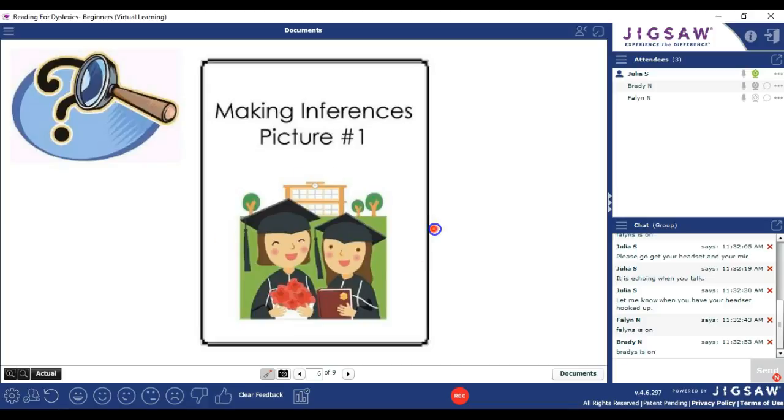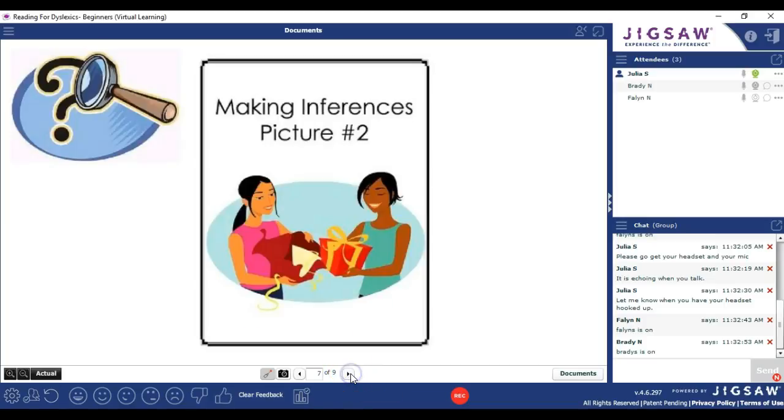They have the graduation caps on, right? Looks like she might have a little diploma here. Yeah, she graduated. What about this one? What's going on in this one?